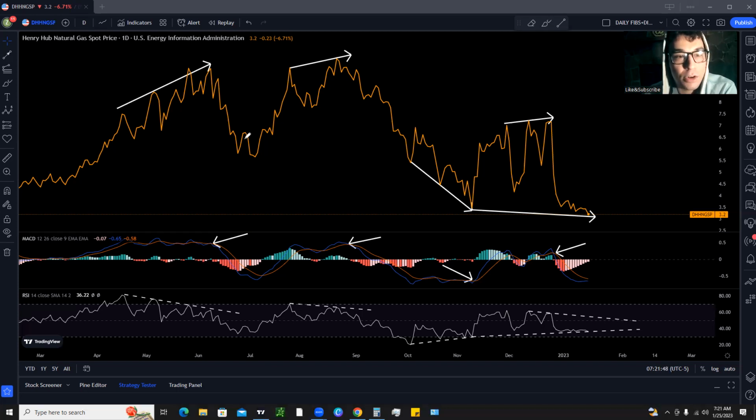All right. So the first thing I want to highlight is divergences. Notice how we're making a high, a high, a high, a high. Clearly, the price of natural gas was in an uptrend. But if you look at your RSI, which measures the relative strength at its given price, we can see we actually made a high, a lower high, a lower high, and a lower high. This would be known as a bearish divergence when the price is making higher highs and the RSI is making lower highs. It's an indicator of some bearish activity. What do you see? Big sharp drop to the downside.